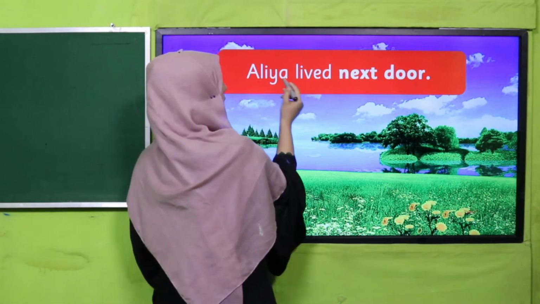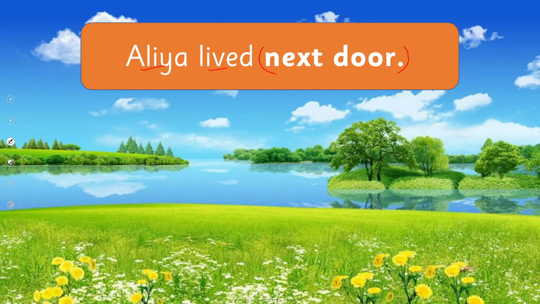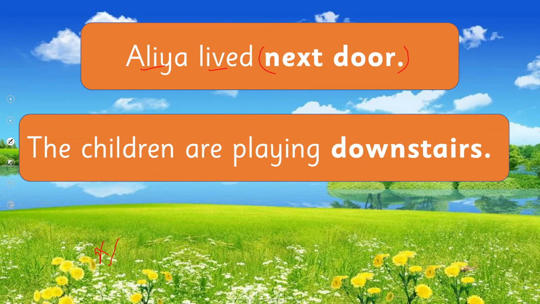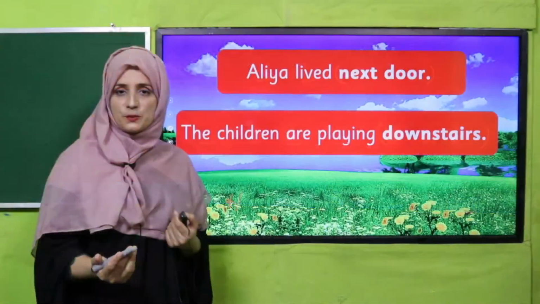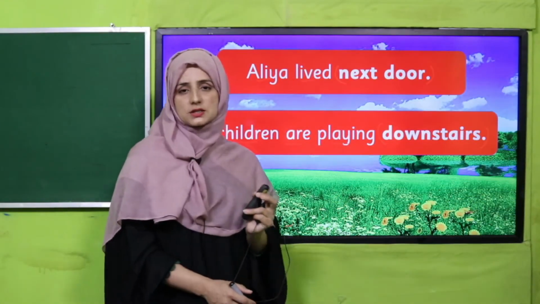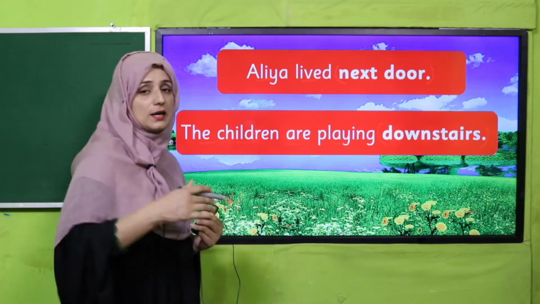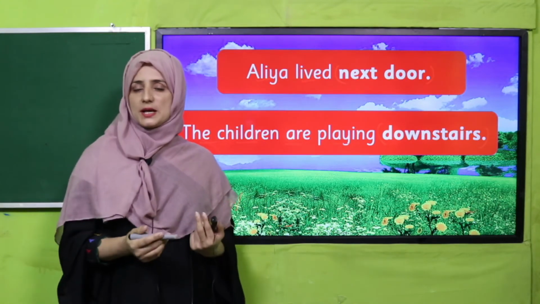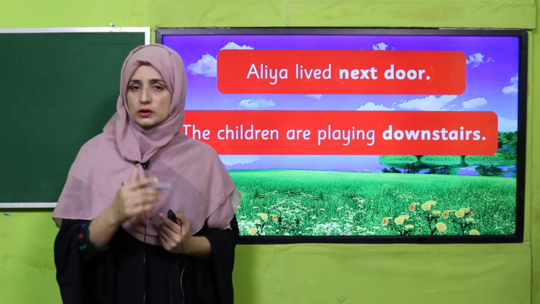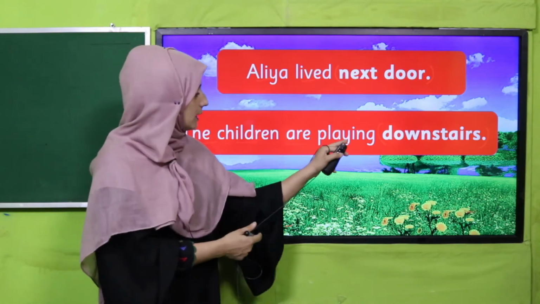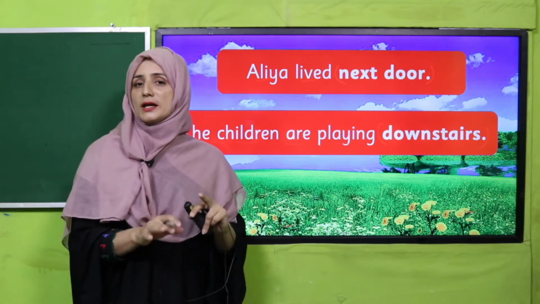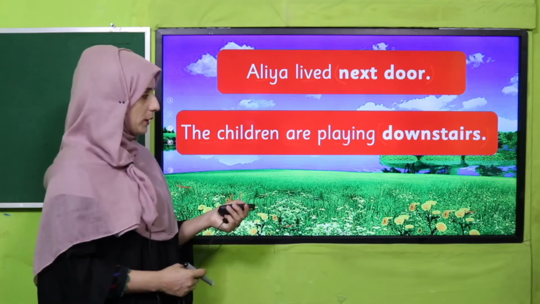Next examples are there. Alia lived next door. So next door is telling us where Alia lives. So this is also an adverb of place. The children are playing downstairs. So where are the children playing, where is the place? Place is downstairs. If we say that the children are playing upstairs, so upstairs will also be place, like we can say on the roof, on the second floor, first floor. But they are playing downstairs means they are playing on the ground floor. So this is also place.